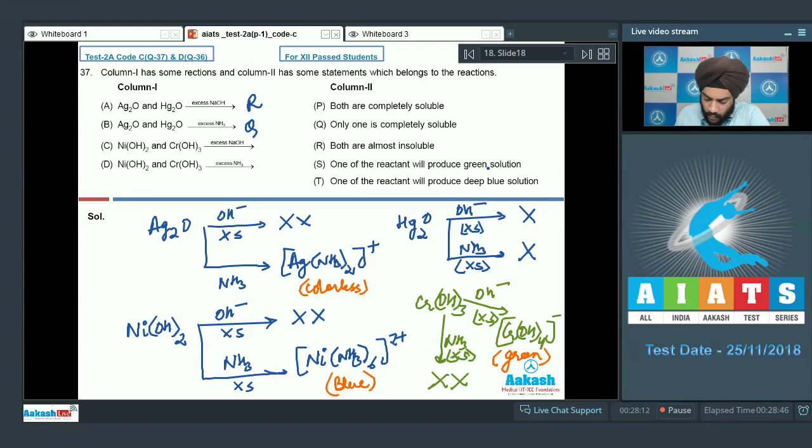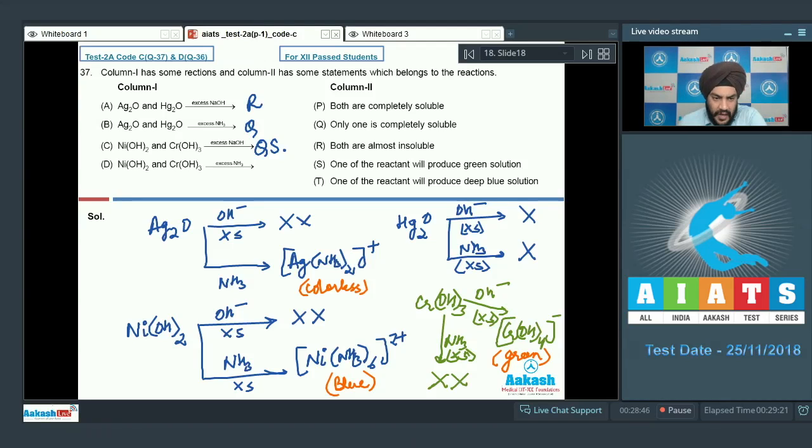If you look at option C now, we have Ni(OH)2 and Cr(OH)3 dissolving in excess of NaOH. So Ni(OH)2 is not going to dissolve, whereas Cr(OH)3 will dissolve owing to the complexation. So it will form Cr(OH)4 minus. So one of them is completely soluble. So Q will be a match, and one of the reactants will produce a green solution. So it will also be matched with S. So option C will be matched with Q and S.